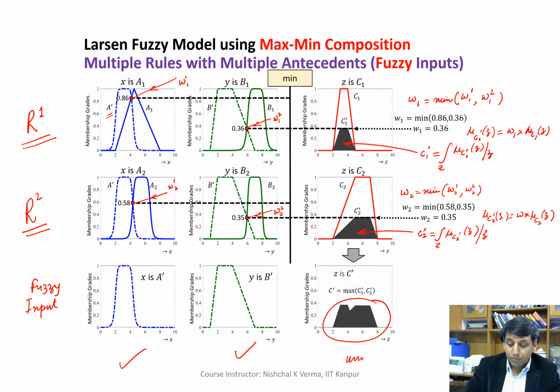So this is the union of C1 dash and C2 dash. We can write it like this: C1 dash union C2 dash. And this is our final output in this case. This output is the fuzzy output, and as I've already mentioned, when we are interested in a crisp value, we use suitable defuzzification methods and get the crisp value corresponding to the fuzzy set.